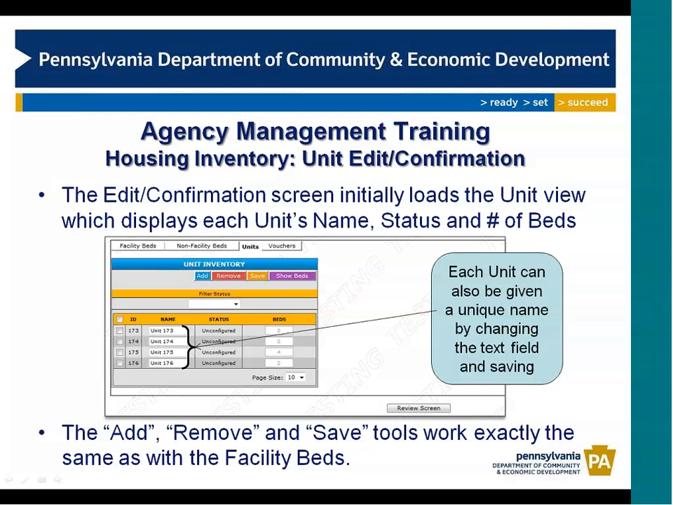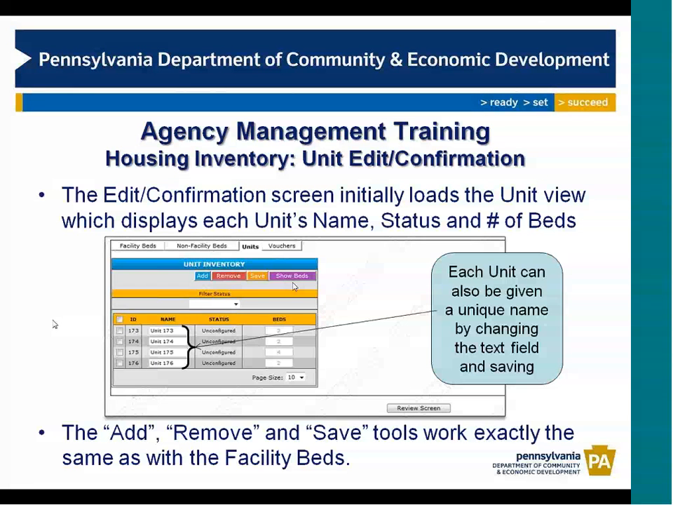It has the same features: add, remove, and save. Anything you do here, you have to hit save. When you hit add, it will add a unit shell. It'll just be an empty container that has no beds. Then you'll have to go into the unit, which we'll show you in the next step, and add the individual beds. Remove is the same thing. You check the boxes here for whichever one you remove. Now, when you're removing a unit, not only does it remove the container, it removes any bed within that container.